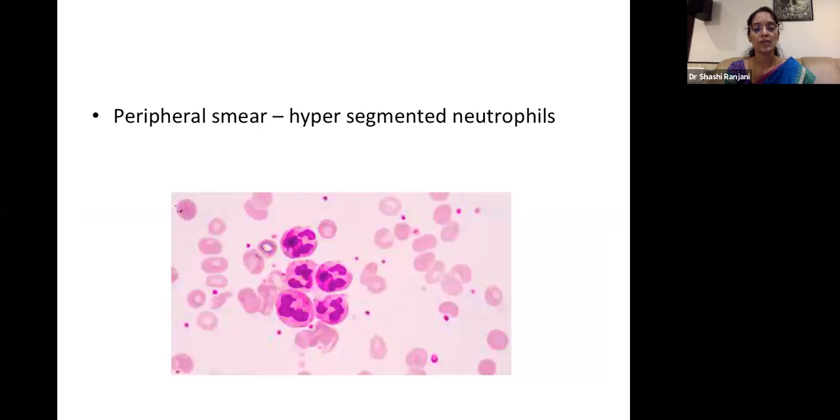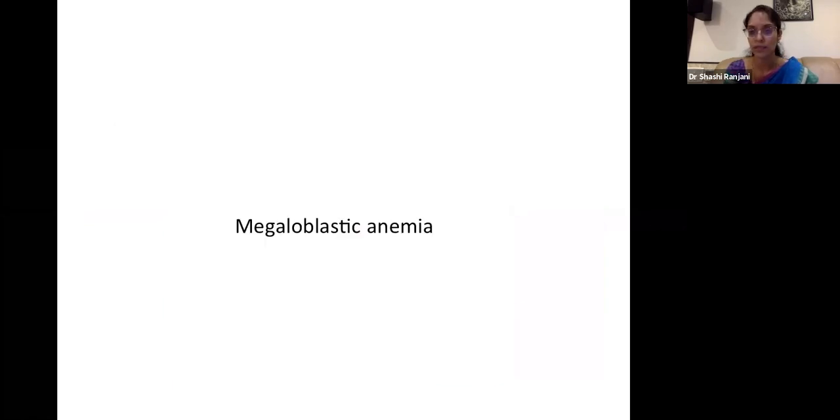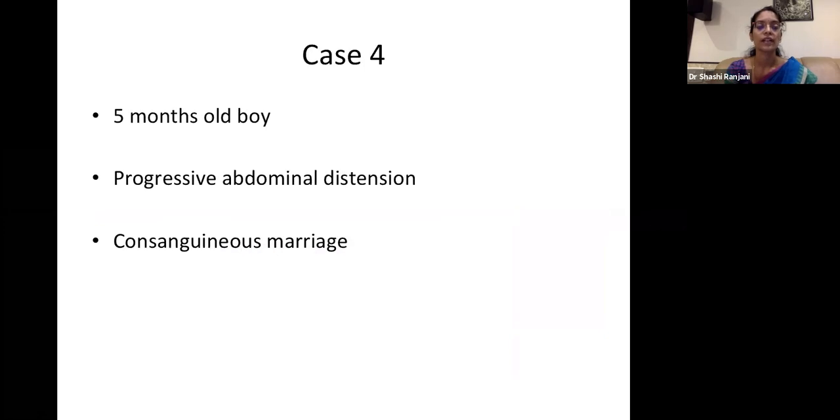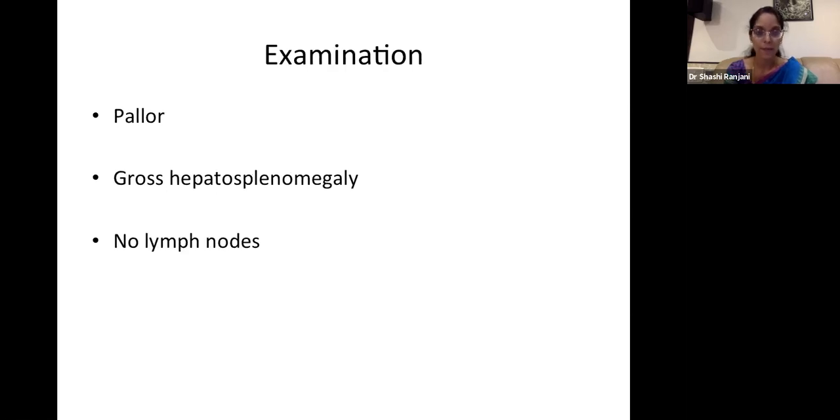So peripheral smear, of course, showed hypersegmented neutrophils, and this was megaloblastic anemia. So we'll move on to case 4. This is a 5-month-old boy who came with progressive abdominal distension, and he was born out of a consanguineous marriage. He was pale, he had hepatosplenomegaly and no lymph nodes.